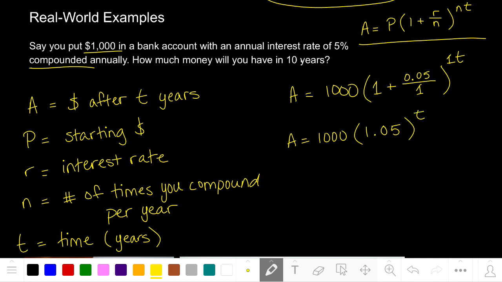And to find out how much money you'll have in 10 years, we just plug in 10 for t, 1.05 to the 10th power. And plugging that in, you end up with about $1,628 and rounding up about 90 cents. Not a lottery win by any means, but enough to afford a decent math conference, maybe a trip to Comic-Con, or maybe the next-gen console everyone's looking for.